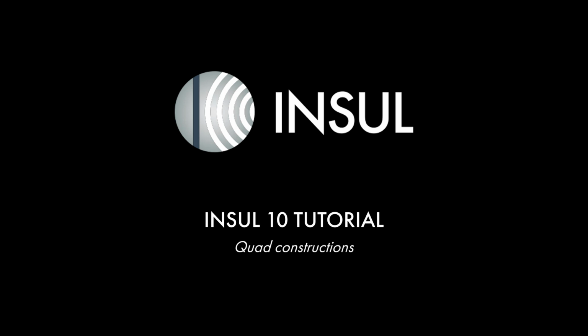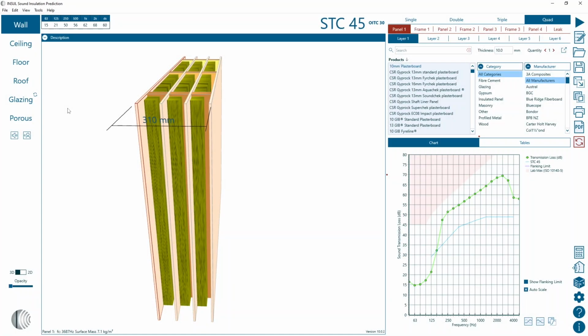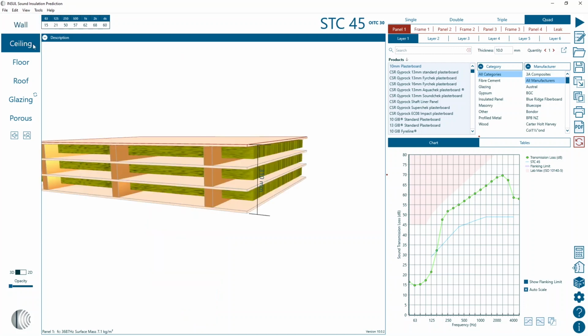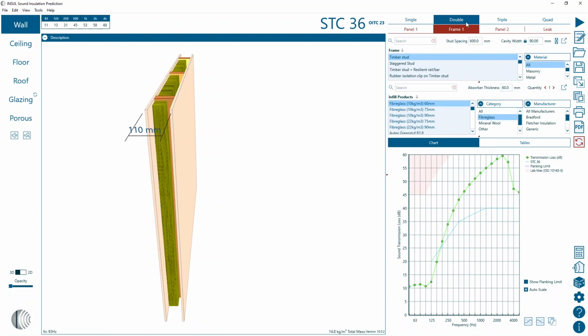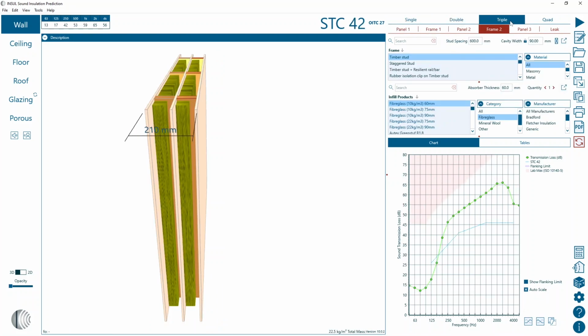Welcome to this INSUL tutorial about modeling quad constructions. INSUL 10 can predict the sound insulation performance for quad walls and ceilings that include up to 3 distinct air cavities. This is an extension of earlier versions of INSUL, which were able to predict the sound insulation performance for single, double, and triple constructions with up to 2 distinct air cavities.